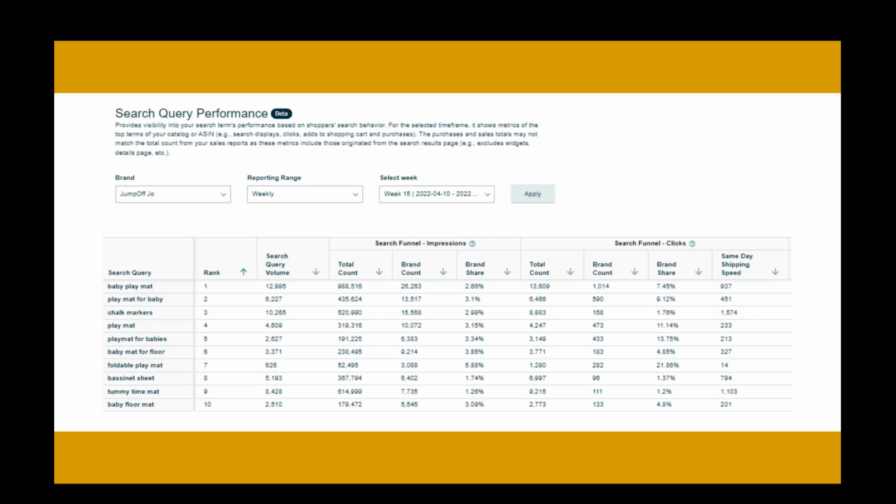We also want to take a look and see what our click share and our add to cart share is, so we can really make decisions on which keywords actually are getting the higher conversion rate and are being the most profitable for our brands as we monitor this.